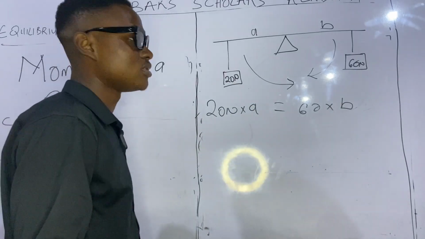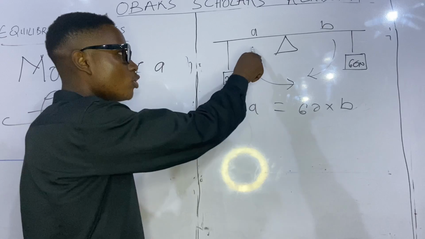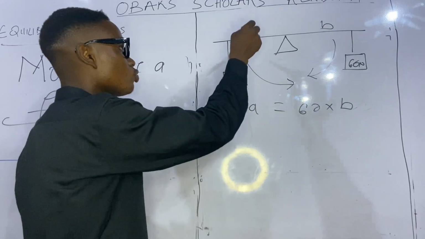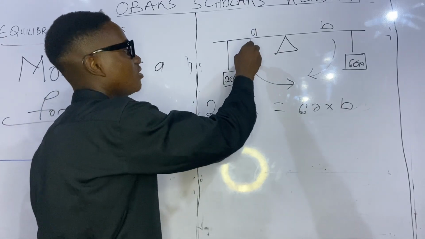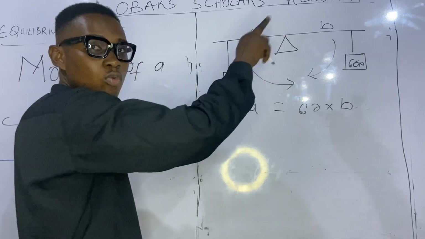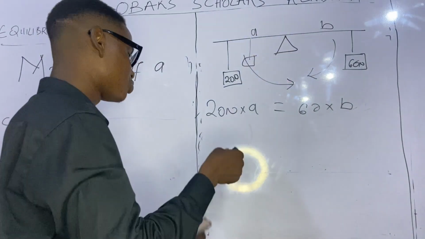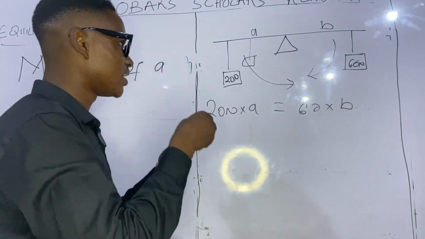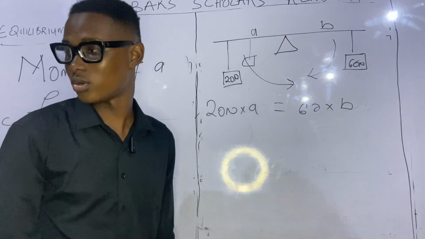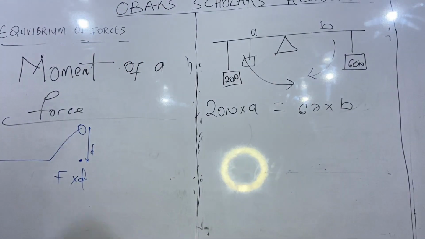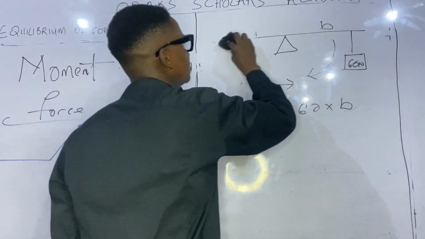And note one thing: there can be more than one force applied to one end. So we can even have two here. It's not necessarily one; it can be more than that. So let's just take note of that. Now let's take an actual question. Let me take my duster and clean this place.